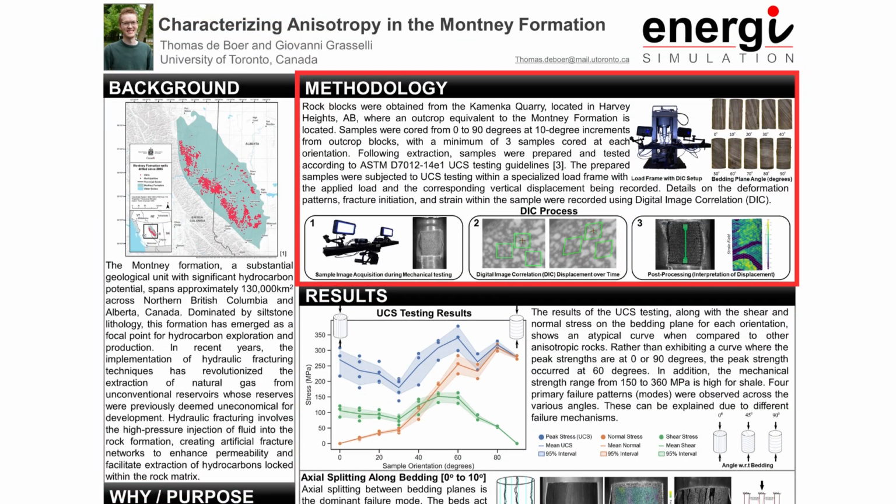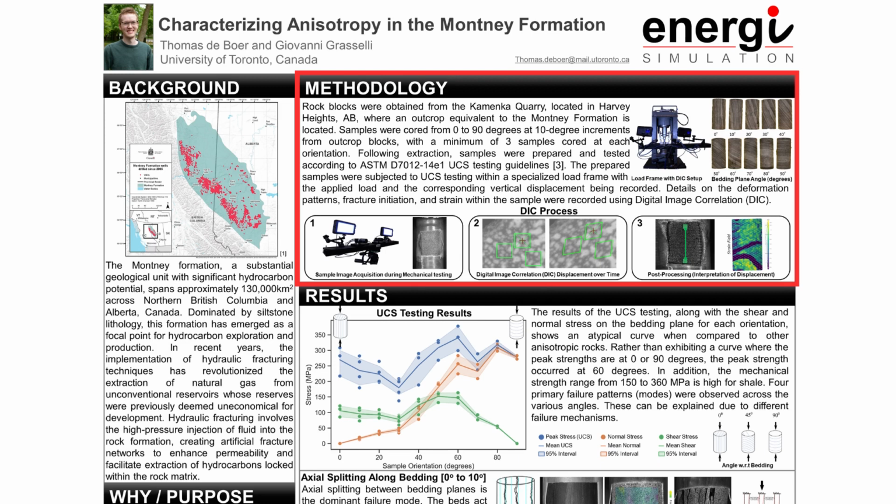For the methodology, large rock blocks were obtained from the Kamenka Quarry located in Harvey Heights, Alberta, where there is an outcrop which is considered to be the equivalent of the Montney Formation at depth. Samples were cored from these blocks from 0 to 90 degrees at 10-degree increments, with a minimum of 3 samples being cored at each orientation. Following the extraction of the samples, they were prepared and tested according to ASTM's UCS testing guidelines.